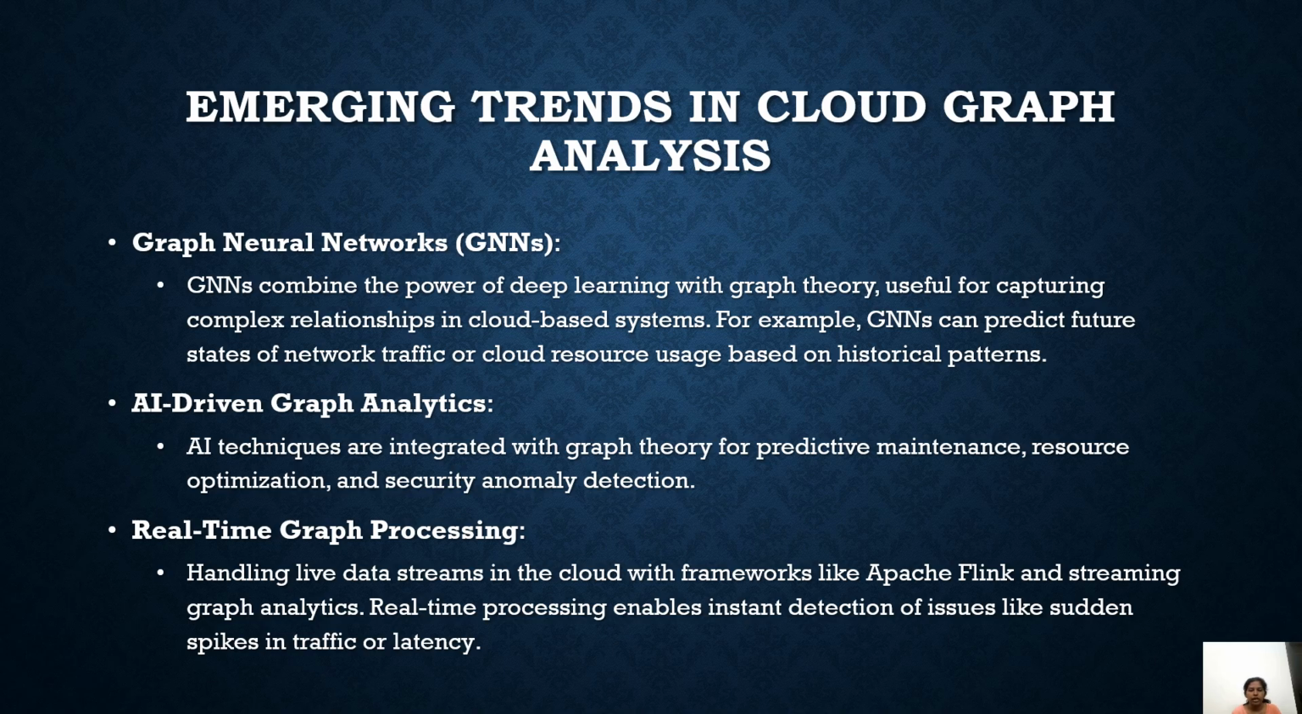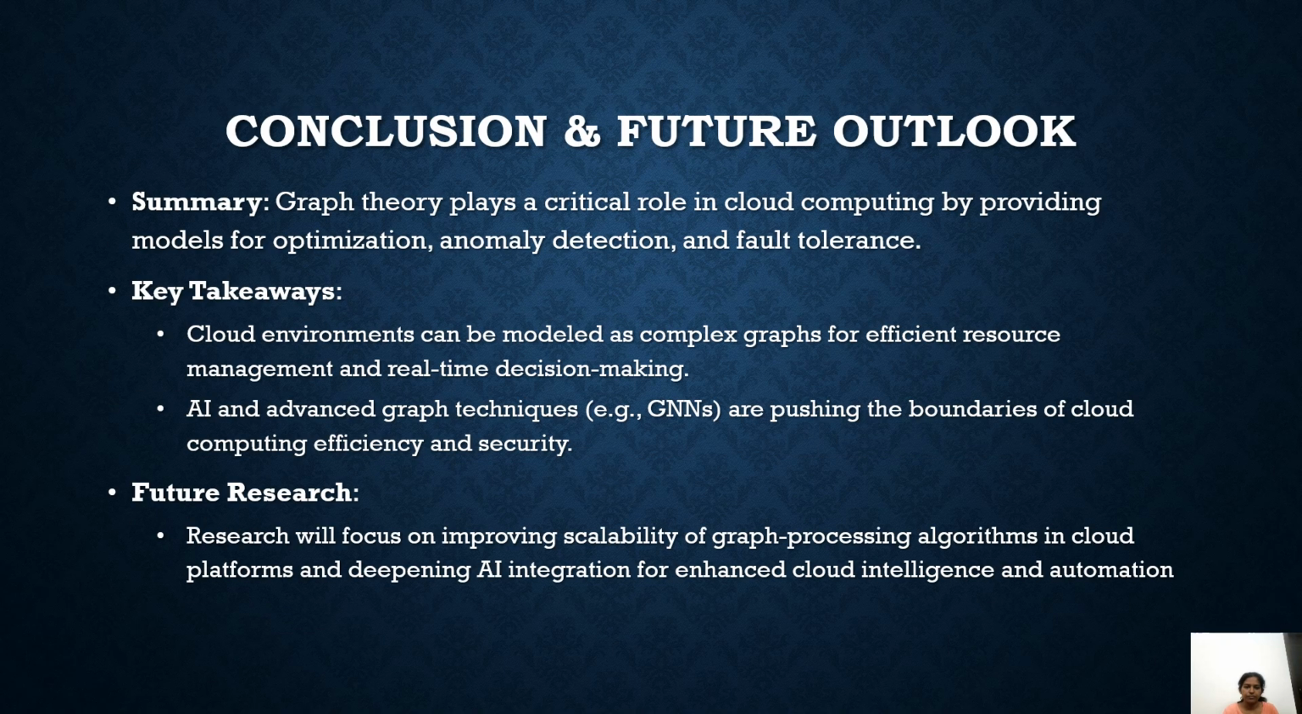Real-time graph processing handles live data streams in a cloud with frameworks like Apache Flink and streaming graph analytics. Real-time processing enables instant detection of issues like a sudden spike in traffic or latency.